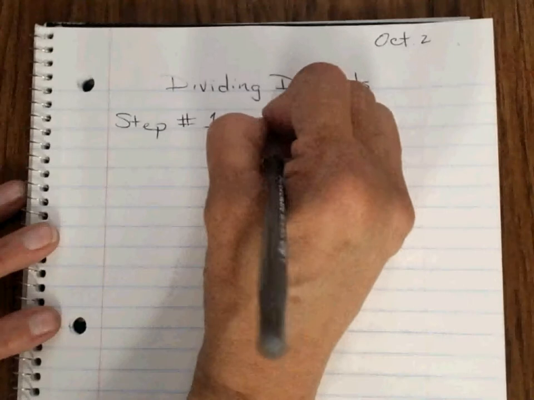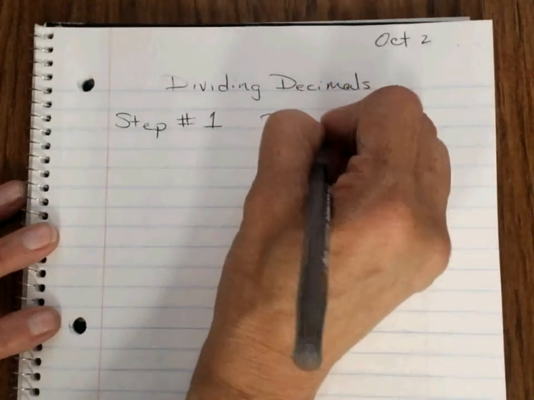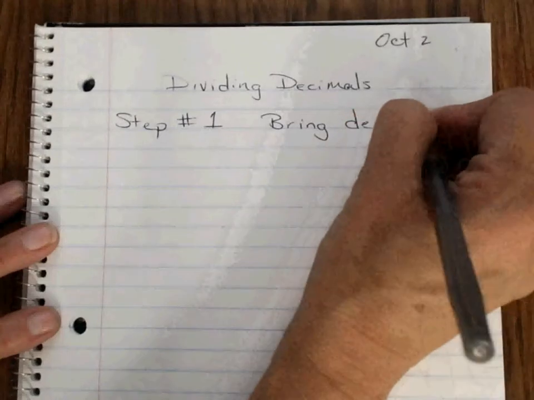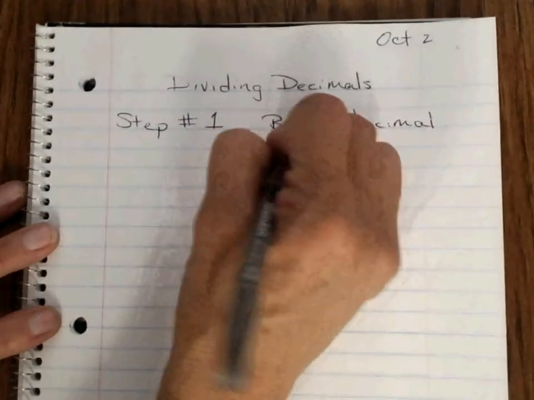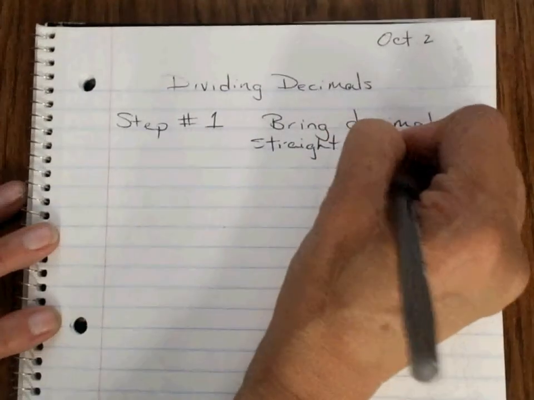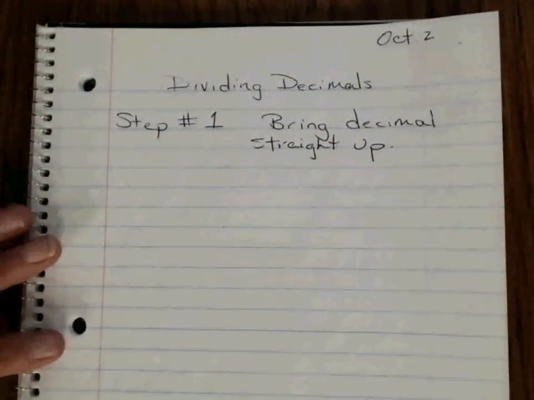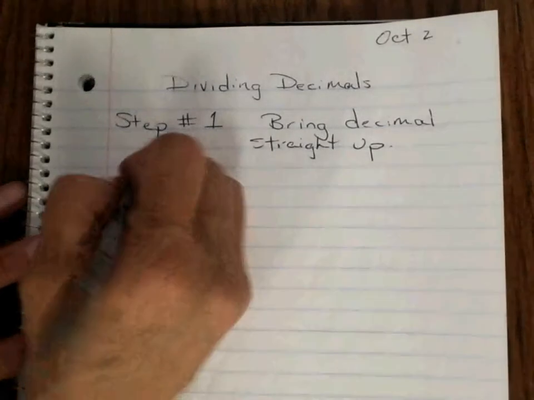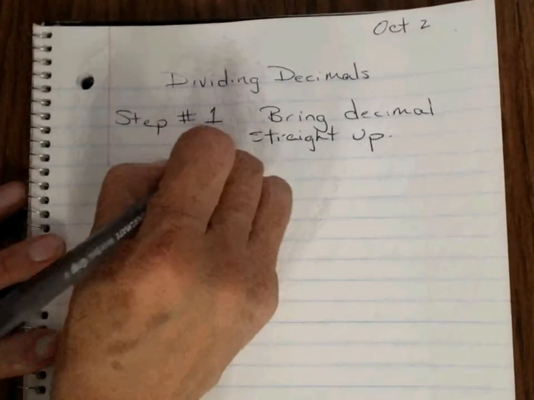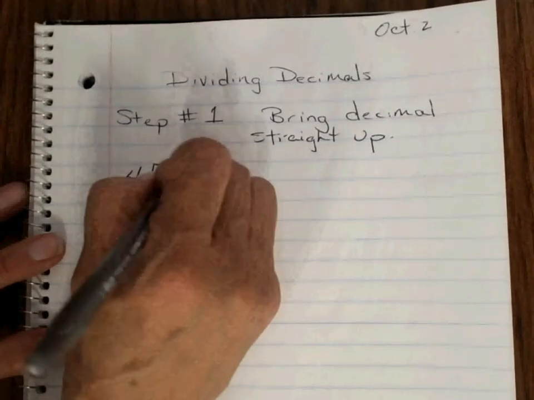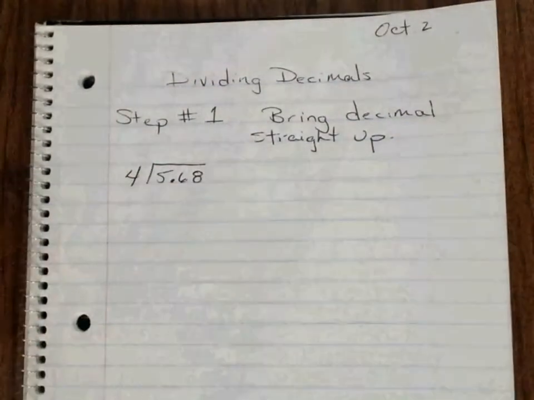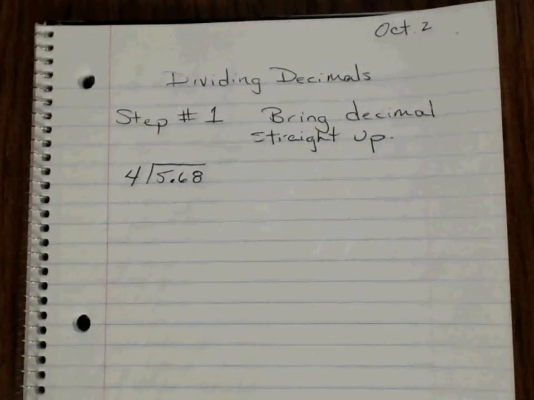Bring the decimal straight up. Okay, so what in the world do I mean by that? Well, if I have 4 into 5 and 68/100ths, I'm going to divide 5 and 68/100ths by 4.